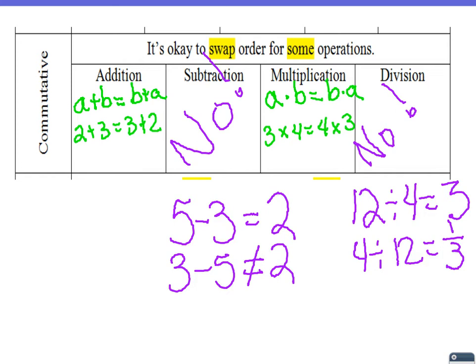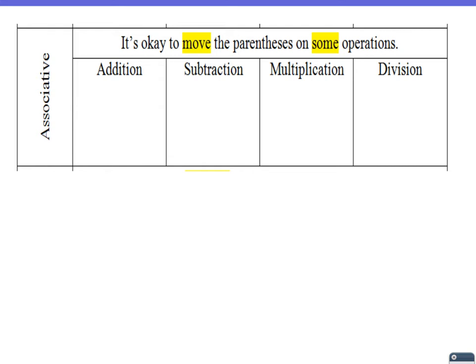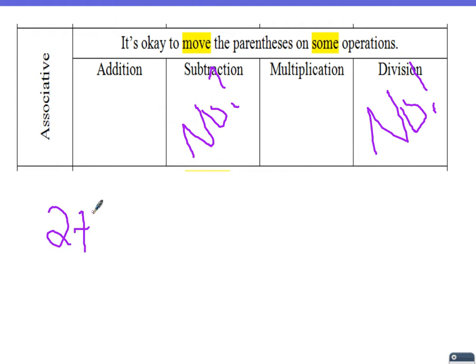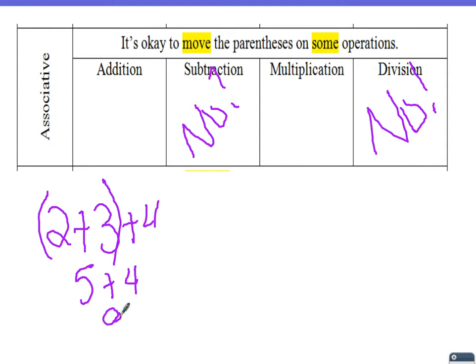Okay, we're halfway done. All right, associative. We can move parentheses around. It's not going to work again on subtraction or on division. Okay, but let's go. 2 plus 3 plus 4, and put my parentheses in. 2 plus 3 is 5, plus 4 is 9.